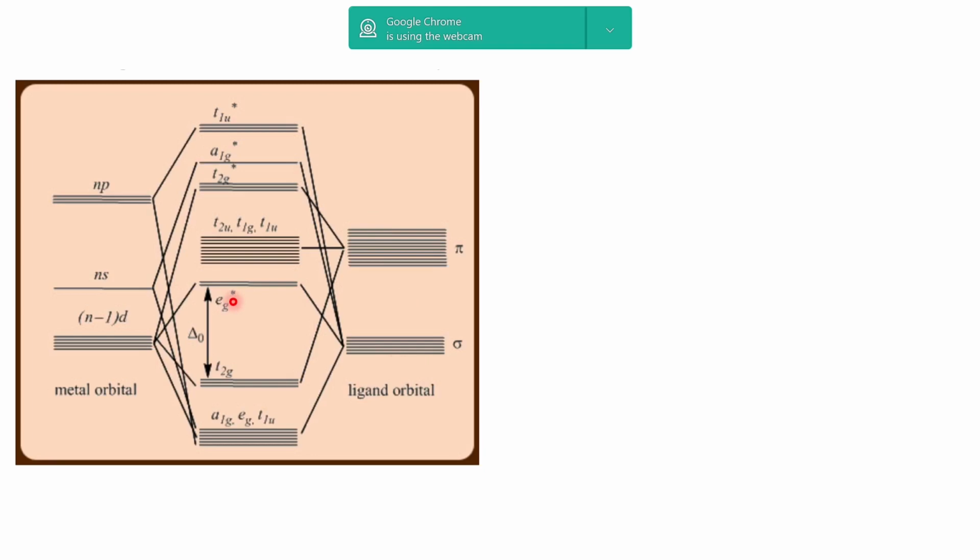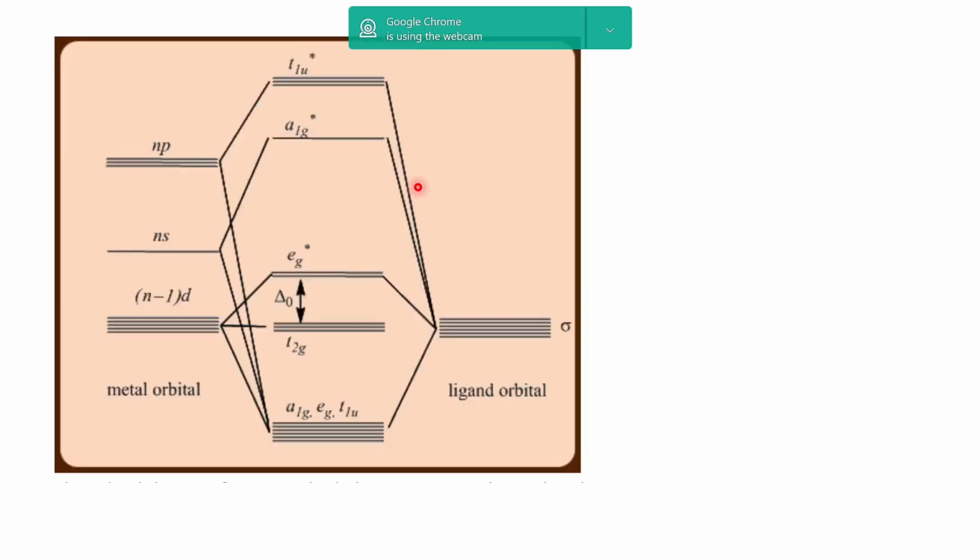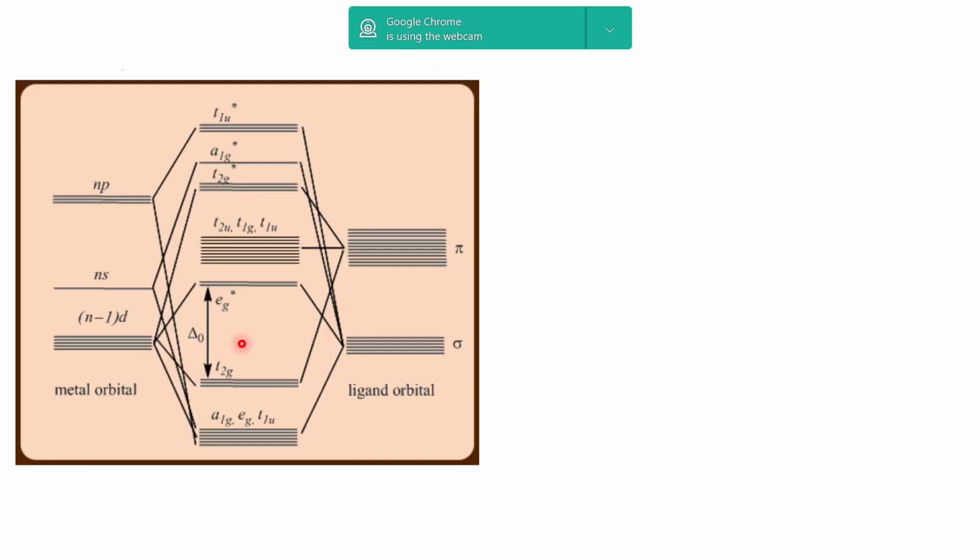If it is weakly antibonding in nature, it does not matter if we have electrons there. But whenever the interaction of ligands with metal is much more, that is, when we go from here to here, let's say it is NH3 or en or bipyridine, in these cases this interaction is much more. Because of that, this splitting is much more. So now the antibonding character of Eg star is increased. Now if we keep an electron here, it may not be that stable compared to this case. So here also it is possible, but it does not prefer that much.